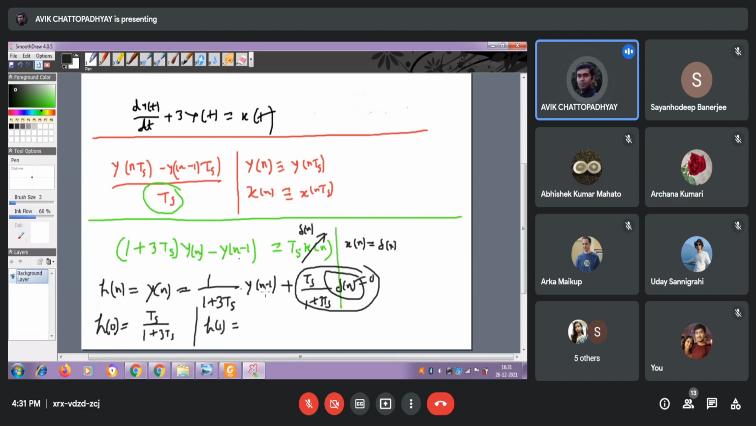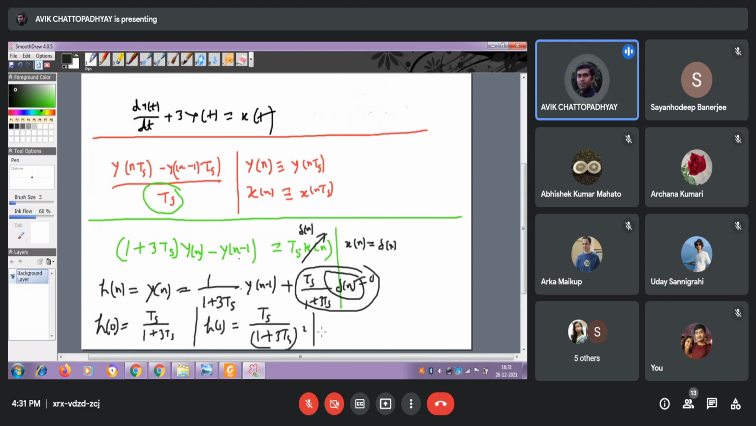Now if you put n equals to 1 here, this will be y of 0, which is nothing but your h of 0. You already know the value of h of 0. So if you put that value here, and this is the constant, it will be Ts divided by 1 plus 3Ts whole square, like this.